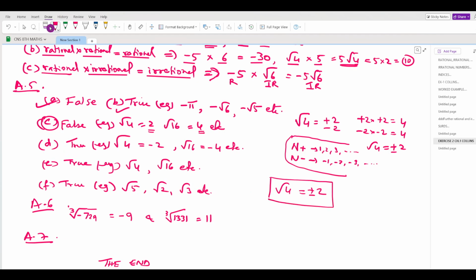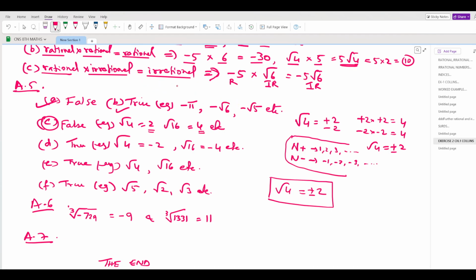If you are accepting this, then your answers will be what I am telling you right now. Root 4 is equal to minus 2 as well; as I told you, if you accept this, root 4 can be plus 2 as well as minus 2. If it is minus 2, it is a negative integer. So this statement will be true by that logic, isn't it? So if you accept this logic, then your answer for C will be false, and for D it will be true. I hope you are getting it.